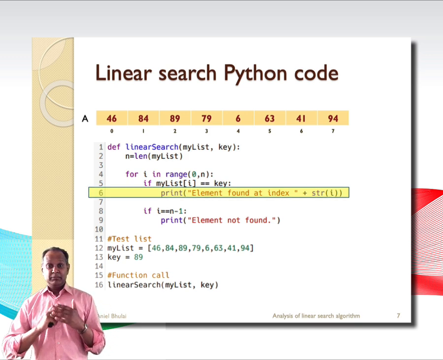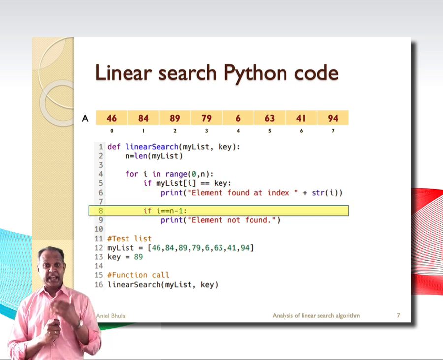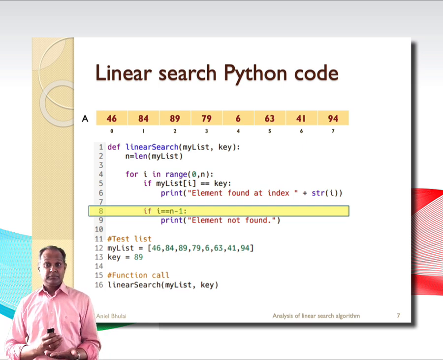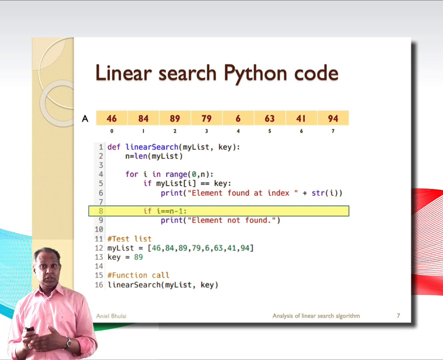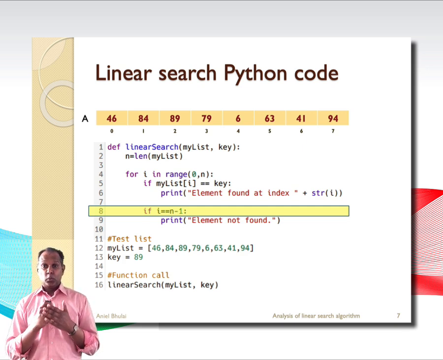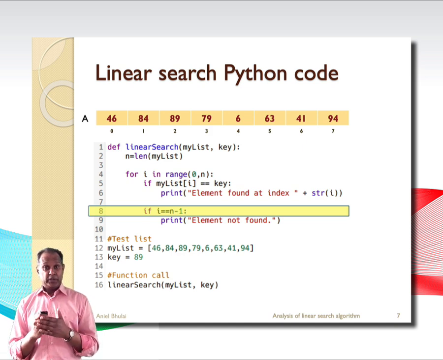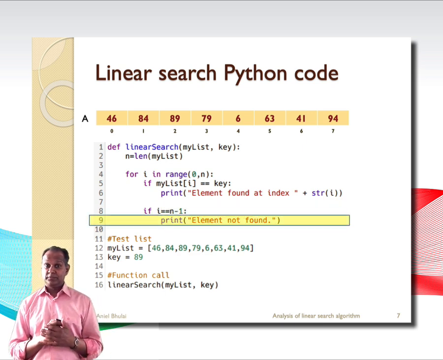In the second case, the element is not found. So we want the algorithm to print not found. In the second case, the loop should go to the end of the list. So the for loop should go up to index number 7. The length of the list is n. In this example, n is 8. So the index number of the last element is n minus 1. So in line 8, we check whether i is equal to n minus 1. If i equals n minus 1, we print in line 9, element is not found.